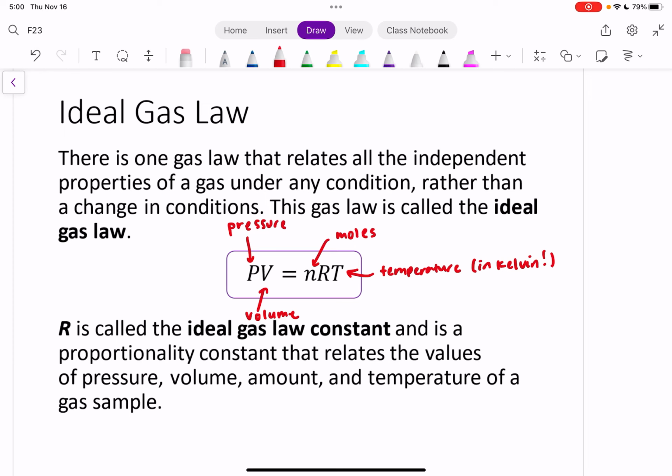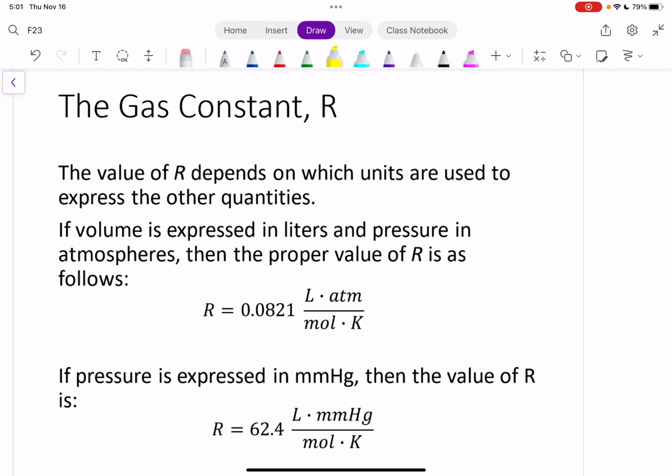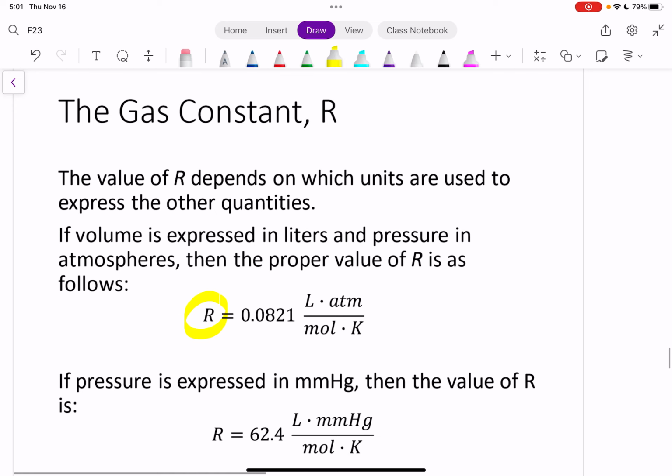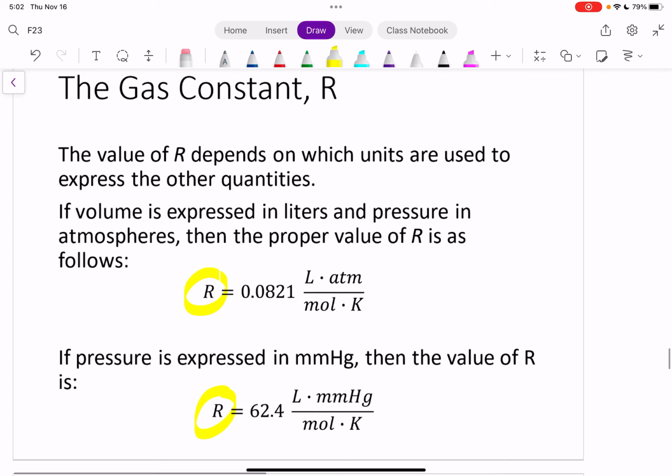And then R is this special value called the ideal gas law constant. And it's this constant that relates all of the values of pressure, volume, amount, and temperature of a gas sample, or sometimes I just refer to it as the gas constant. So the value of R depends on which units are used to express the other quantities. So for instance, when we're plugging in our R into our equation up above, right? In order to get a bunch of these units to cancel out and to solve for whichever unknown you're looking for in the given problem, you have to be using the same units.